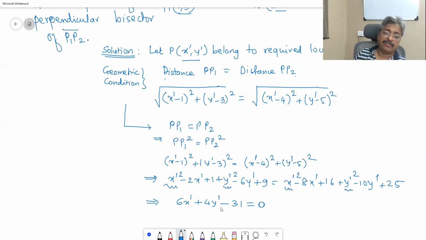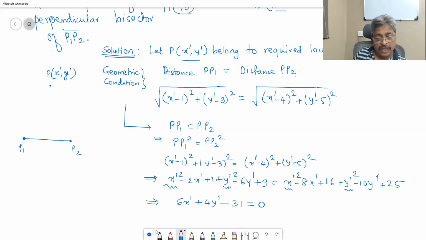Now, who is x dash and y dash? Now, what we have done is, geometrically, let me explain. This is P1, this is P2, and you have taken any point which is P, and you have given the coordinates x dash, y dash. Because this is a fixed point we are considering, which is supposed to be on the required locus. That is the meaning of first statement. Let P(x dash, y dash) belong to required locus. Then distances are equal. So this distance is equal to this. So this is a representative point P which we have taken. And we want all such P's.